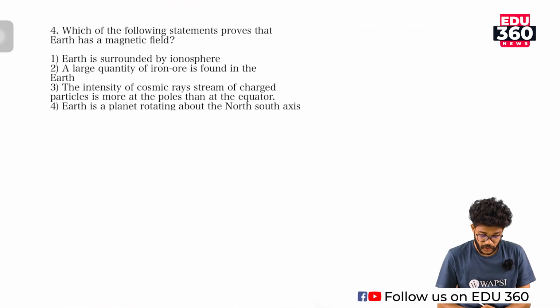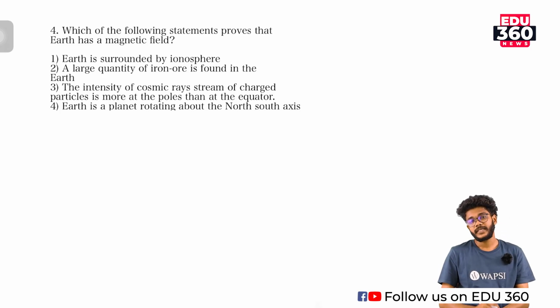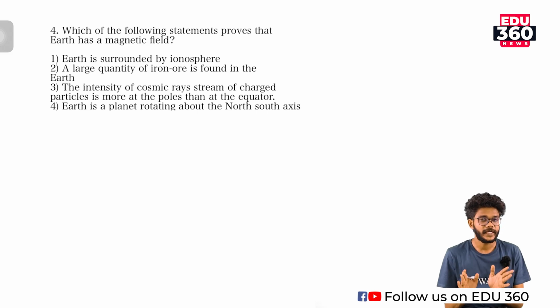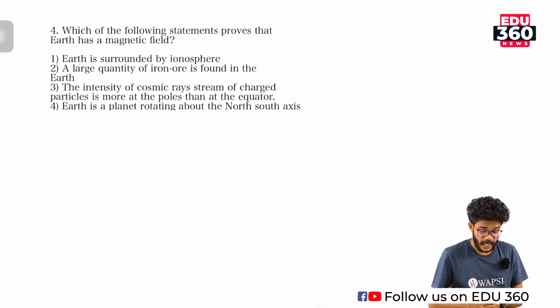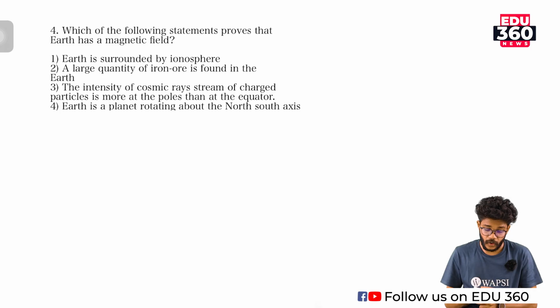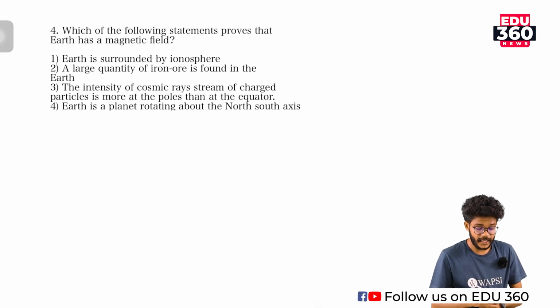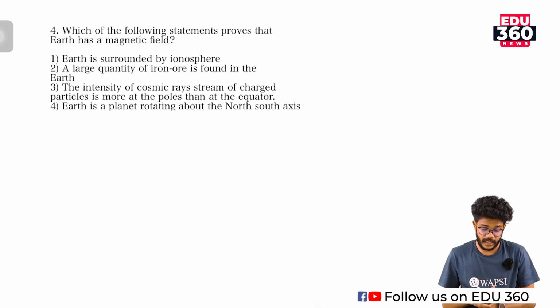Fourth, which of the following statements proves that Earth has a magnetic field? See, Earth already has a magnetic field, and which statement is related to that? Earth is surrounded by ionosphere. A large quantity of iron ore is found in the Earth. The intensity of cosmic rays, stream of charged particles, is more at the poles than at the equator. Earth is a planet rotating about the north-south axis.